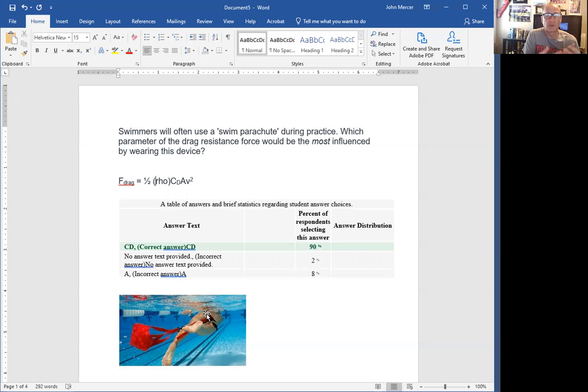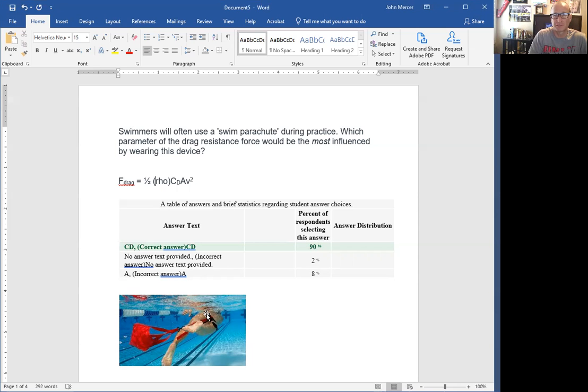This question, and others in this exam, are designed to make sure we understand this equation, because it becomes important when we're dealing with swim technique, cycling equipment, or position on the bike. This equation is critical, as is understanding the different parameters in it. So of these four parameters, rho, CD, A, or V, which one is going to influence the drag force the most? In this case, it's going to be the CD.